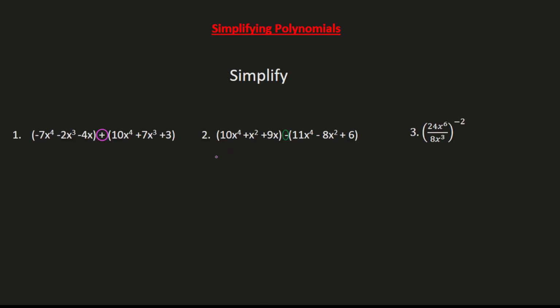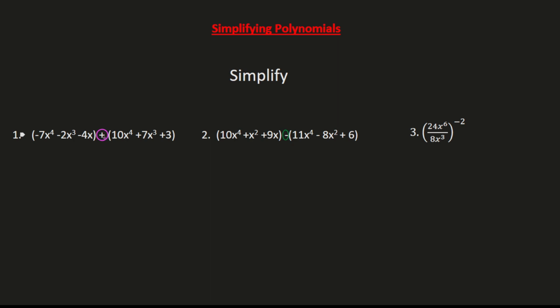Okay guys, we are about to simplify polynomials, and let's start simplifying polynomials right now. So we get open parentheses minus 7x to the fourth minus 2x cubed minus 4x plus open parentheses 10x to the fourth plus 7x cubed plus 3 close parentheses.